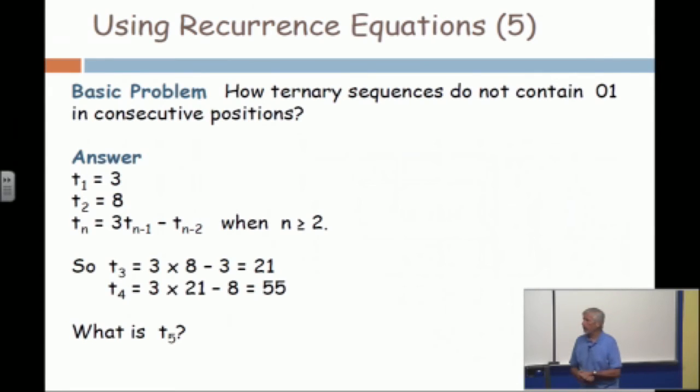All right, let's get started on this. What's T1? How many ternary sequences of length 1 do not contain 0, 1? Well, they're all good. So there's 3. How many of length 2 are good? There's 9 altogether, and exactly one of them is bad. So T2 is 8. Let's verify, without doing the recurrence, that T3 is 21.